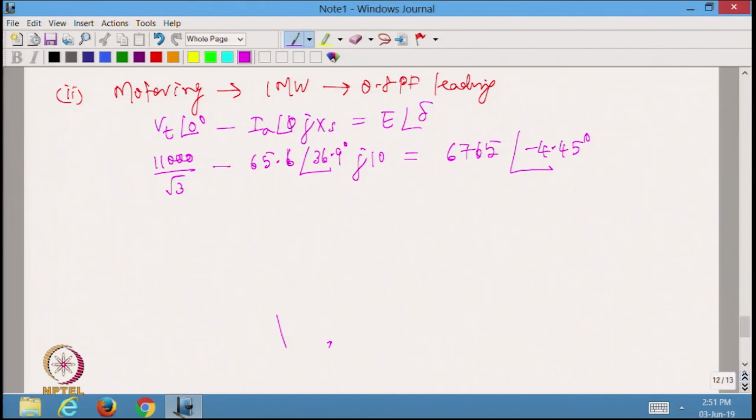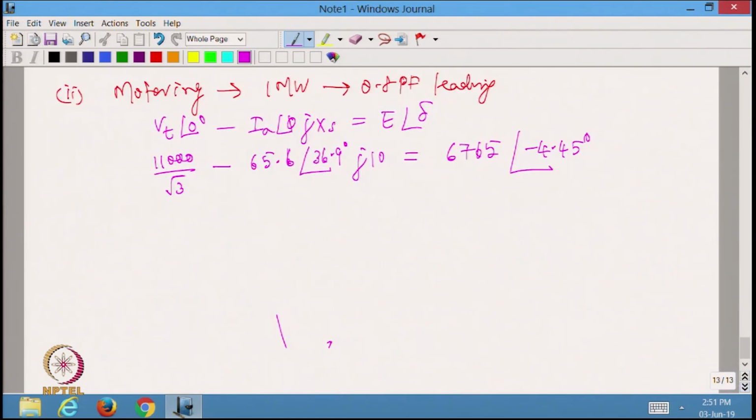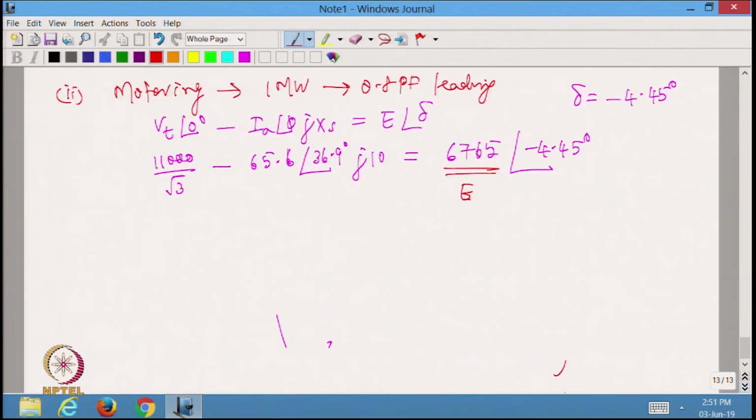Please note, in the previous case delta was plus 5.03 degrees, whereas in this case delta happens to be minus 4.45 degrees. And similarly, this happens to be E, whereas in the previous case the E was only 5980. Now, in this case only these two are asked.